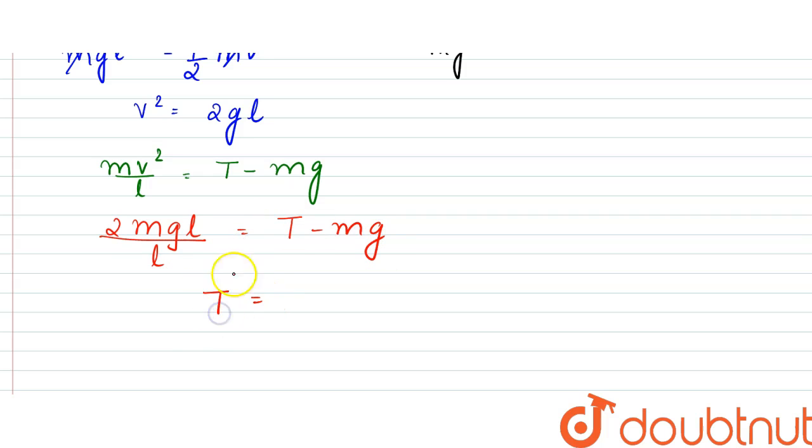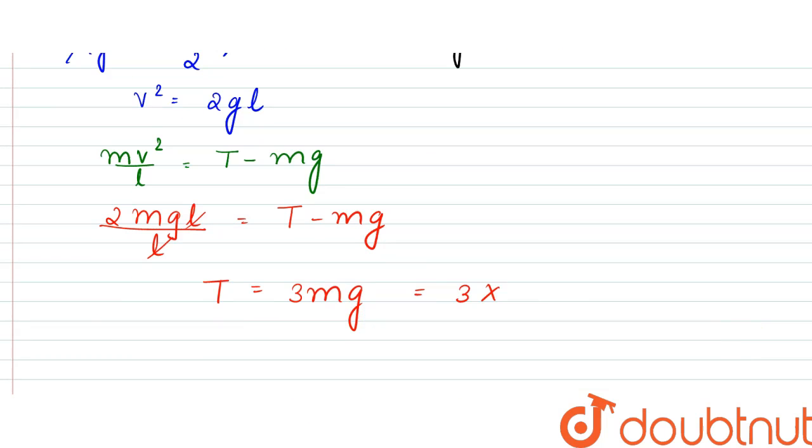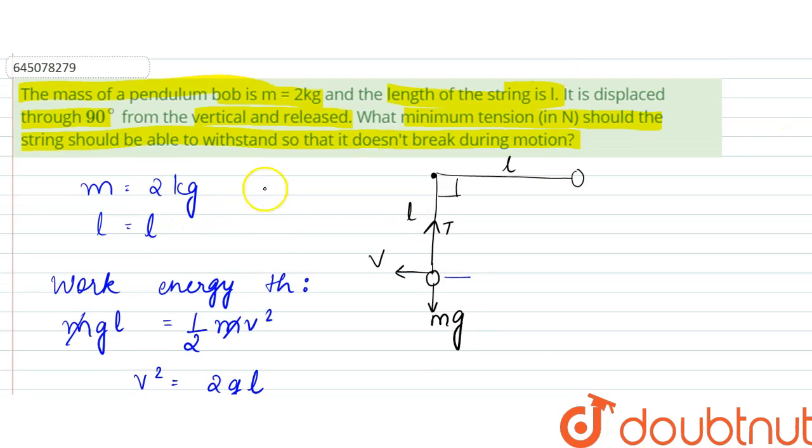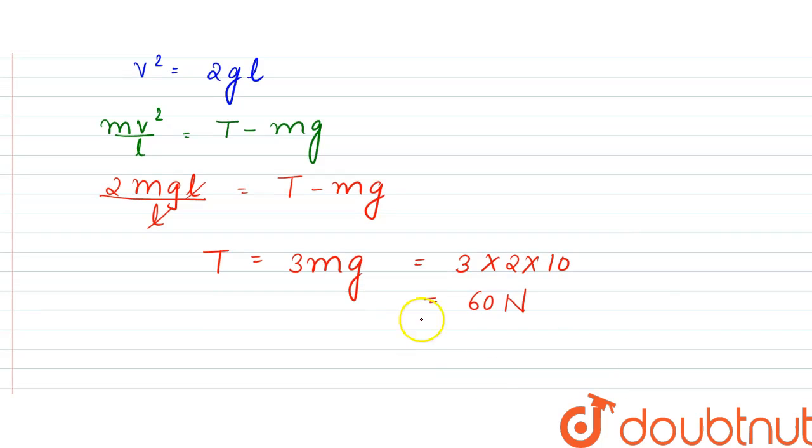So tension from here, since this is 2mg plus mg, that would be 3mg. So that would be equal to 3 into mass, which is 2 kg, into 10. We can take g to be 10 meter per second square. So it would be 60 Newton. So it would be able to withstand the tension or the force of 60 Newton. That is our answer. Thank you.